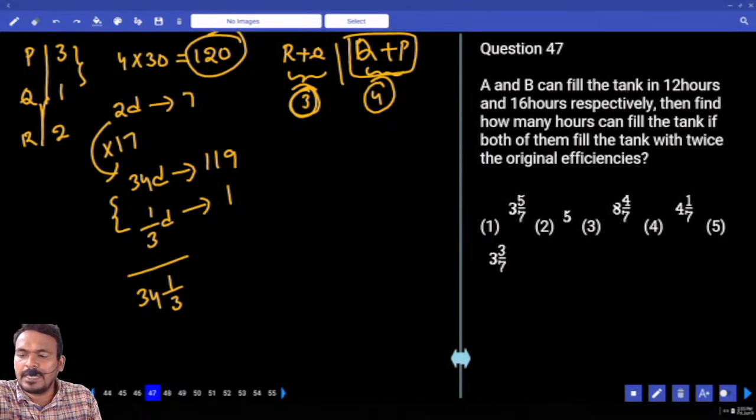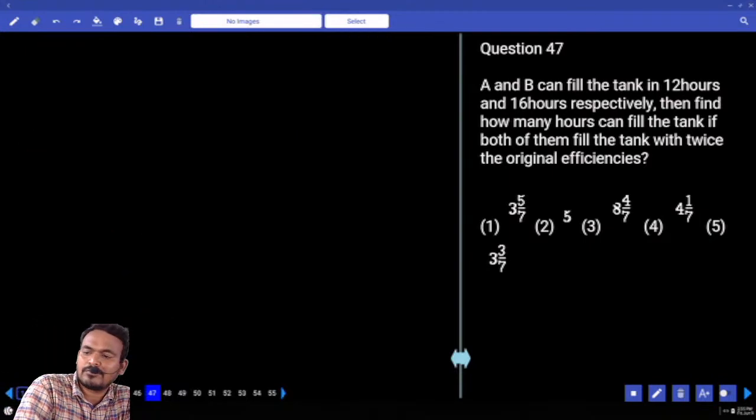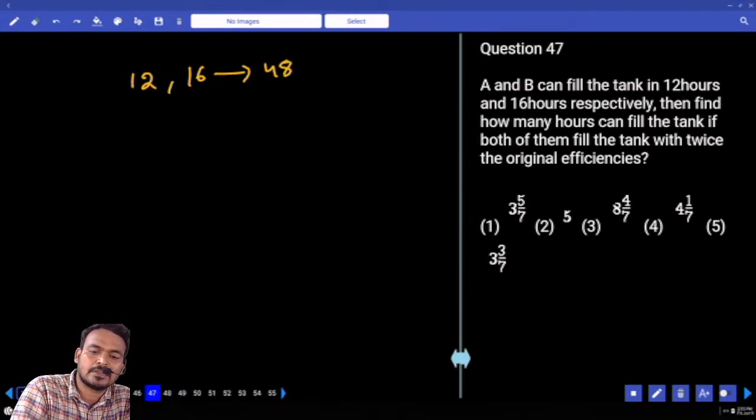A and B can fill a tank in 12 hours and 16 hours. Then find how many hours it takes to fill the tank if both of them fill the tank with twice the original efficiencies. What is the LCM of 12, 16? 48. Total tank capacity 48.